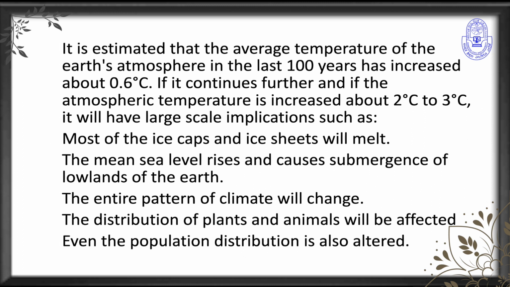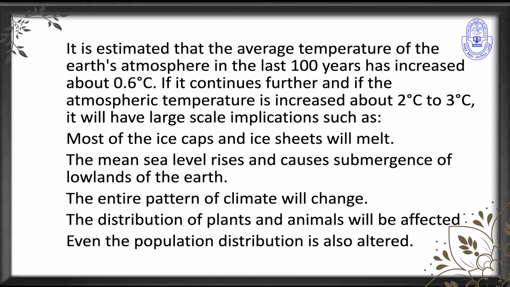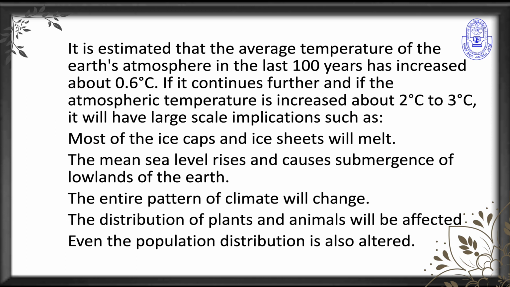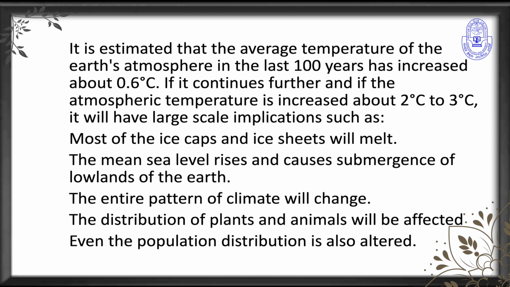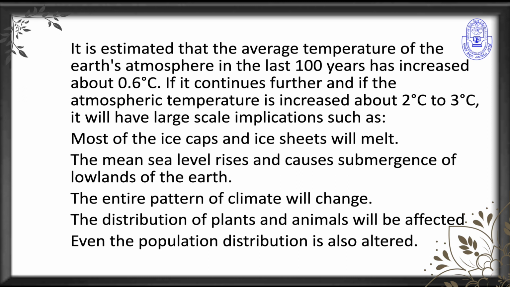The mean sea level rises and causes submergence of lowlands of the earth. The entire pattern of climate will change. The distribution of plants and animals will be affected. Even the population distribution is also altered.